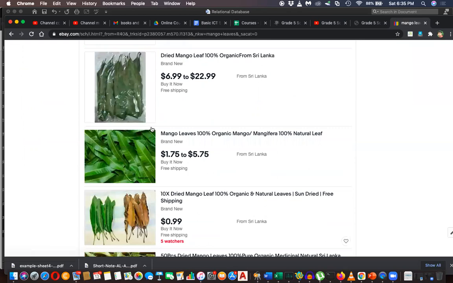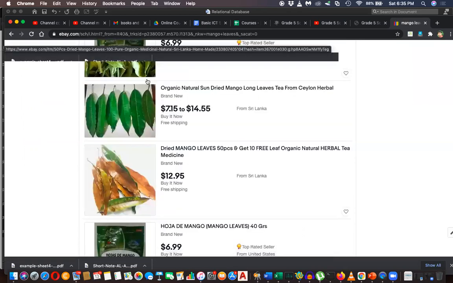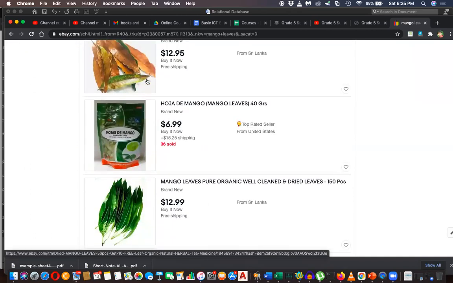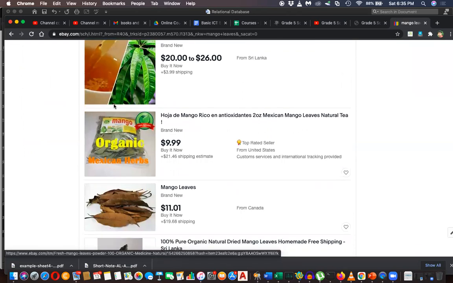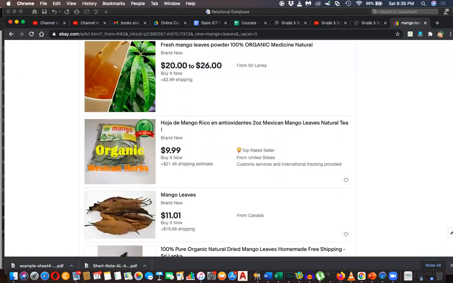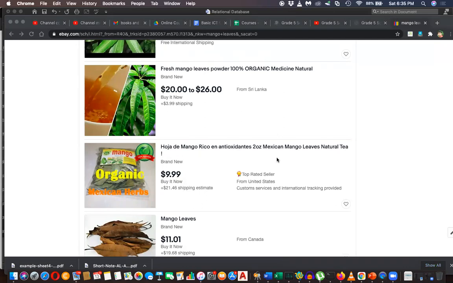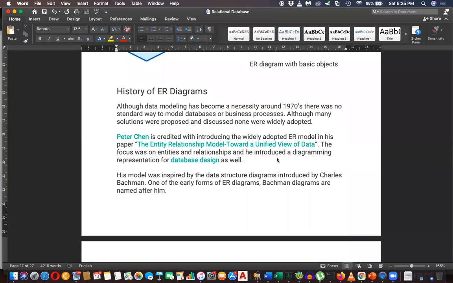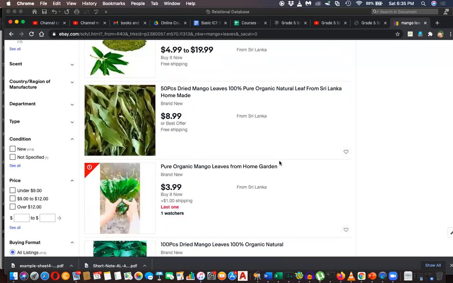If you can make a powder from that, it can be used as a herbal tea, right? The mango is used as a herbal tea. Therefore, people are trying to sell mango leaves, dried and powdered mango leaves. So it is very important. In traditional Sri Lankan medicine, mango is also used. Basically, why I'm telling this is because these are the opportunities.